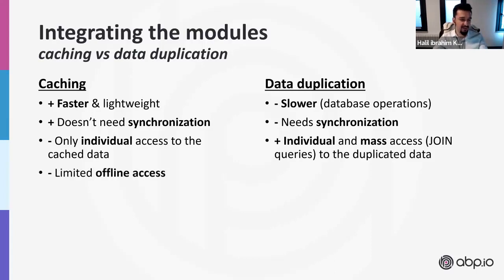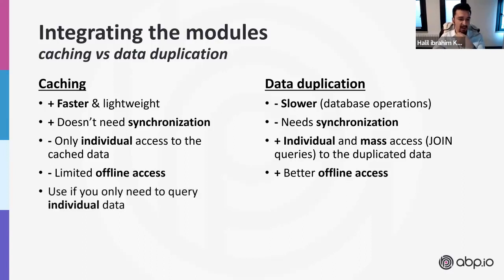Caching has limited offline access because if the data was not already cached and the network connection has a problem, we cannot reach the query. We cannot reach the customer module for the query. We may not perform our operation and we may fail. So it has limited offline access, while data duplication has better offline access because we have a permanent copy of the data in our local database.